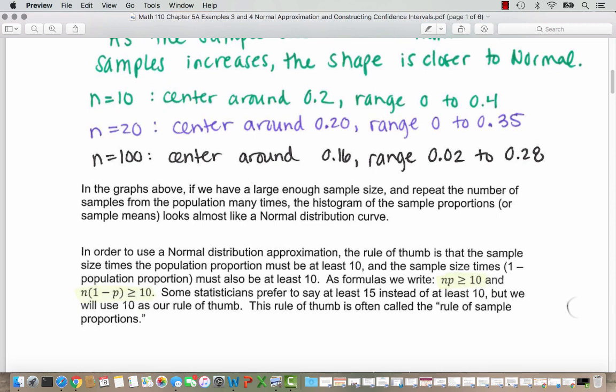Some statisticians prefer to say 15, or at least 15 instead of at least 10, but we will use 10 as our rule of thumb. And then this rule of thumb is often called the rule of sample proportions.